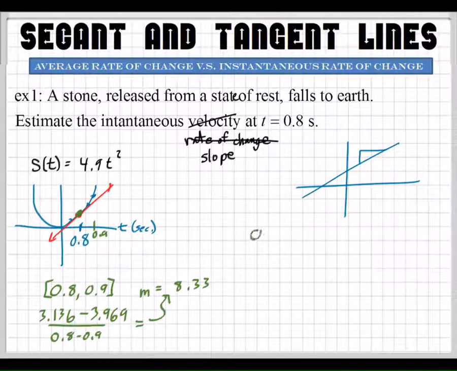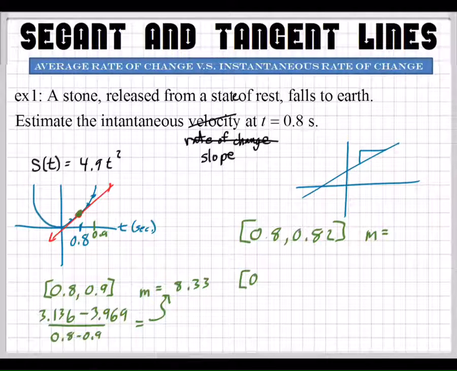Let's see. 0.8, and then the next one, what's closer than 0.9 to 0.8? 0.82, yeah. Okay, that's cool. 0.82 is way closer to 0.8 than 0.9. So there's my two x values. Now I have to find the slope of this one. The slope for this one. What would that equal?